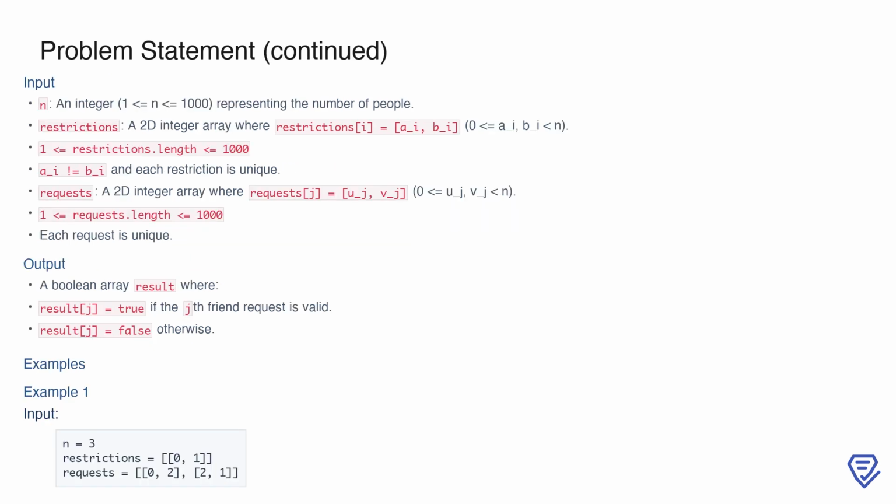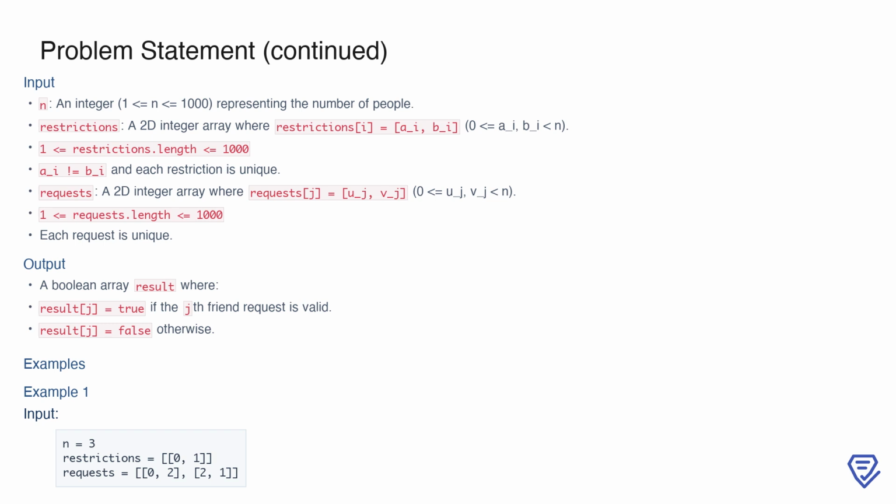Here, we define the input and output of the problem. The input includes n, the number of people in the network, where 1 <= n <= 1000. The restrictions array contains unique pairs, A_I, B_I, specifying which pairs of people cannot be friends, with a maximum length of 1000. Similarly, the requests array contains unique pairs, U_J, V_J, representing friend requests, also with a maximum length of 1000. The output is a Boolean array result, where each element corresponds to whether a friend request is valid. For example, if there are two requests and result equals true, false, it means the first request is valid, but the second one is not.